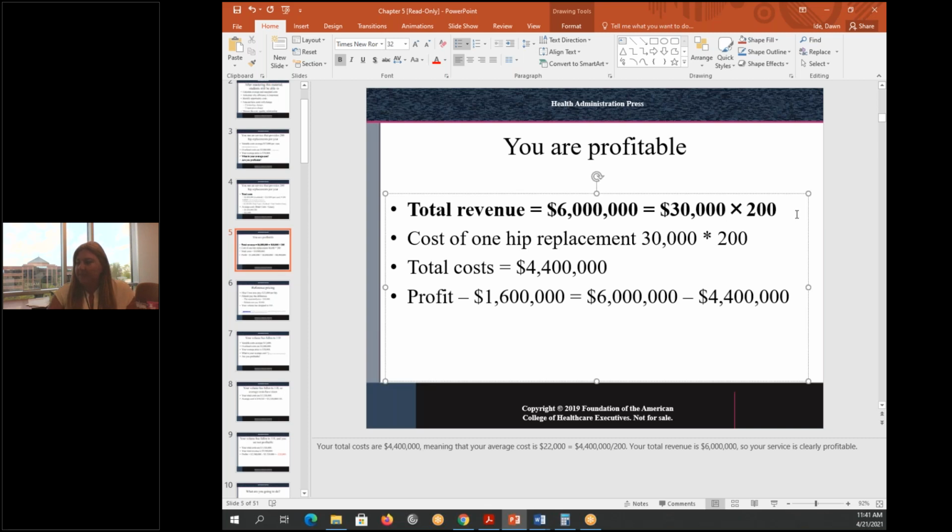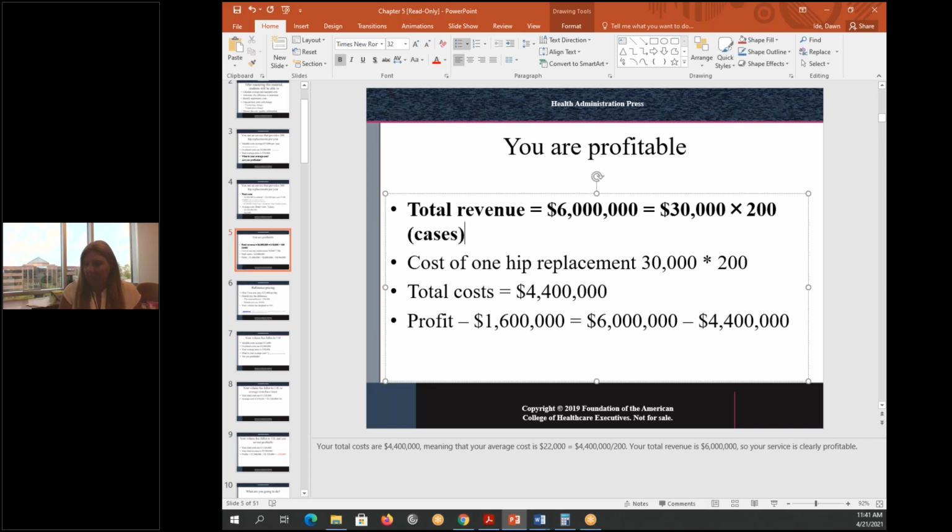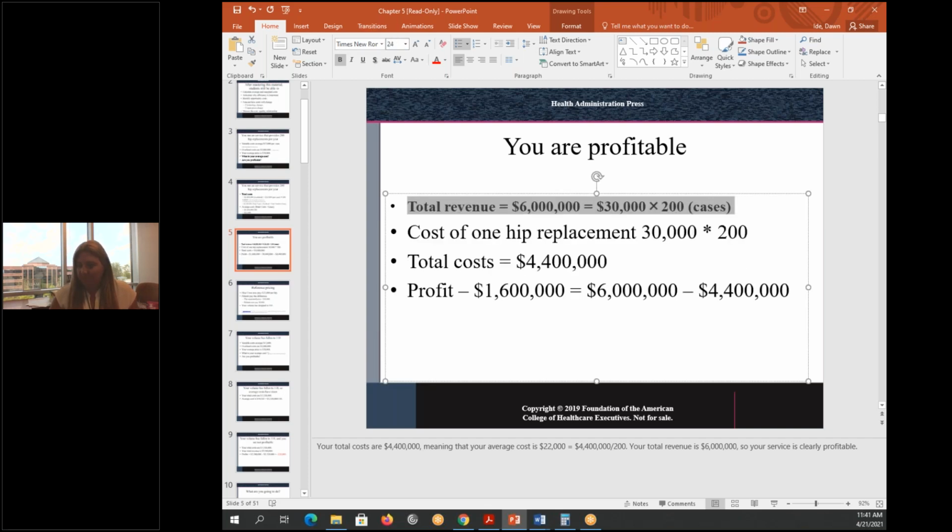Oh, I did that down there. Okay. And this was cases, just so we remember what everything was. Reduce it a little bit more. Should do it. So total revenue, and I really don't like when they do this because that makes it look like that was, okay. So total revenue is the cost of one hip replacement, which is $30,000, times the amount of hip replacements we did in the year, which was 200. We did 200 hip replacements. It's a lot of hips getting replaced. It was $30,000 for each one. So $30,000 times 200 equals $6 million.